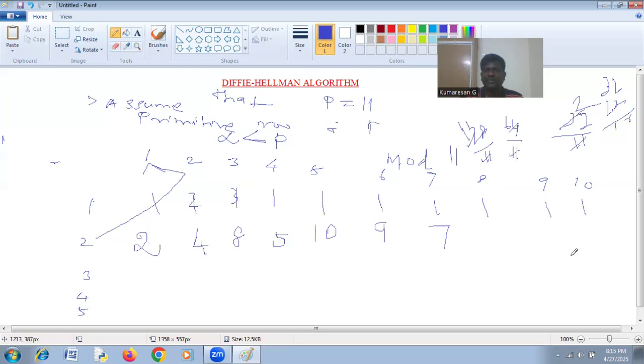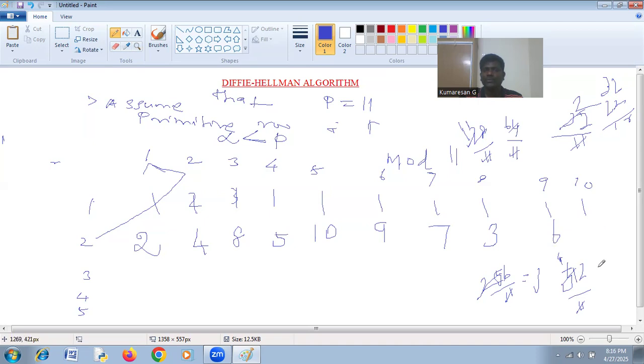256 by 11: 2 into 11 is 22, 3 into 11 is 33, so remaining 3. And what about the next one? 2 power 9 is 512, divided by 11. 4 into 11 is 44, remaining 7. So 16 into 11 is 66, so 6. And 2 power 11 is 1024.